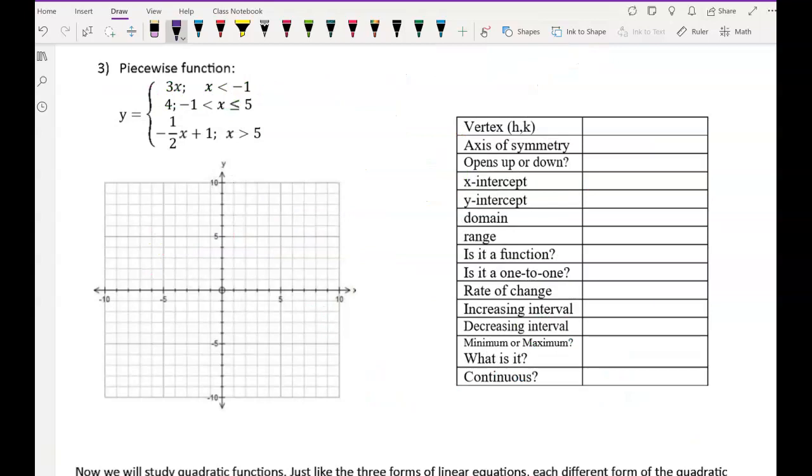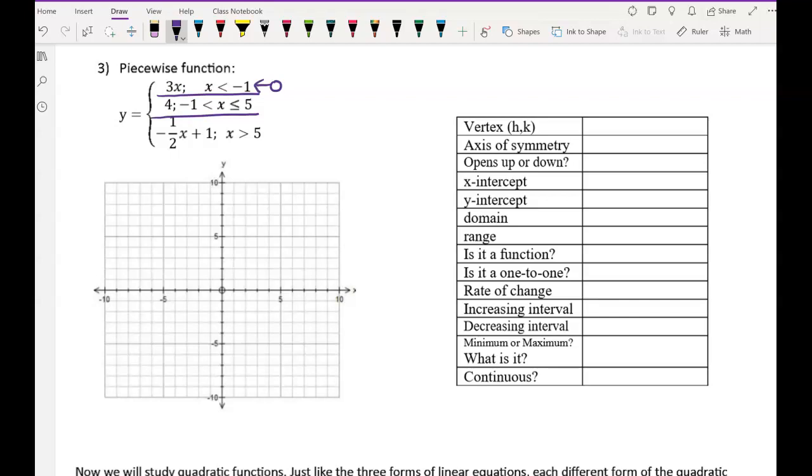Okay, our third review, students, it's a piecewise, and we can see that there are 3 pieces, right? So piece number 1, what's going on? Piece number 1, piece number 2, and the third piece. And if you guys remember this one, it says, okay, piece number 1 is 3x when x is less than negative 1. Remember, x is less than negative 1, it means it's an open circle and it goes left.